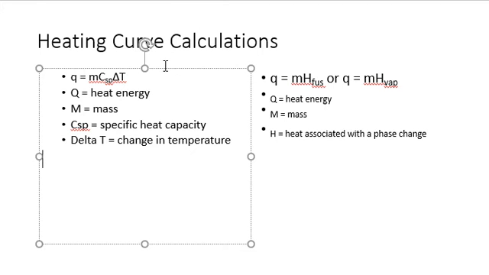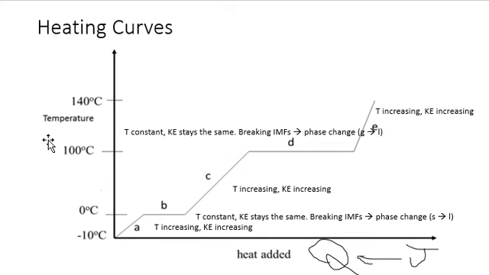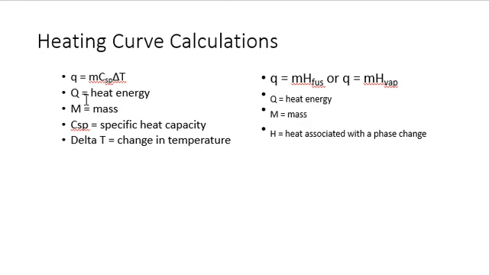This equation is used when we are in these parts of our heating curve, when we are not changing phases. We are just heating our sample and our temperature, our kinetic energy, is increasing. So basically you can read this as the heat energy is equal to the mass of the sample times its specific heat capacity times its change in temperature.